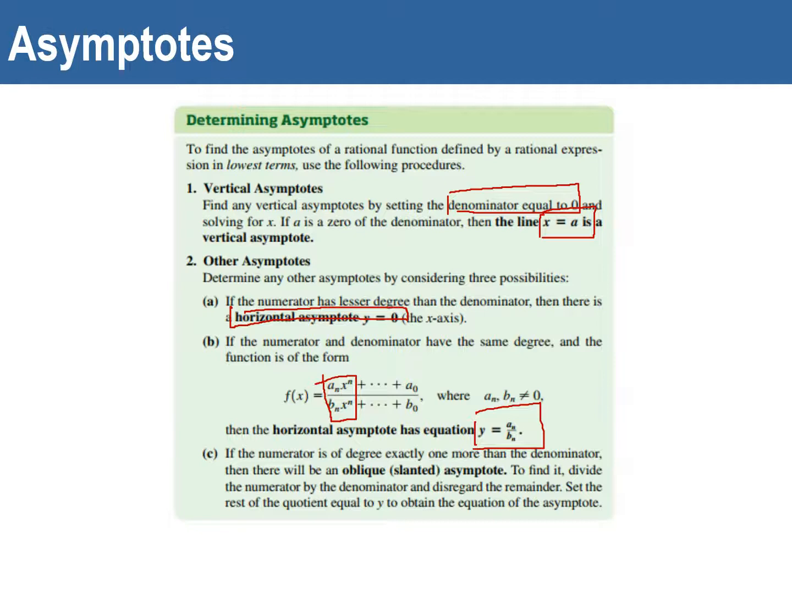You may have slant asymptotes. We also call these oblique asymptotes. And this occurs when the degree of the numerator is exactly one more than the degree of the denominator. To find it, you simply divide out the numerator by the denominator and ignore the remainder.